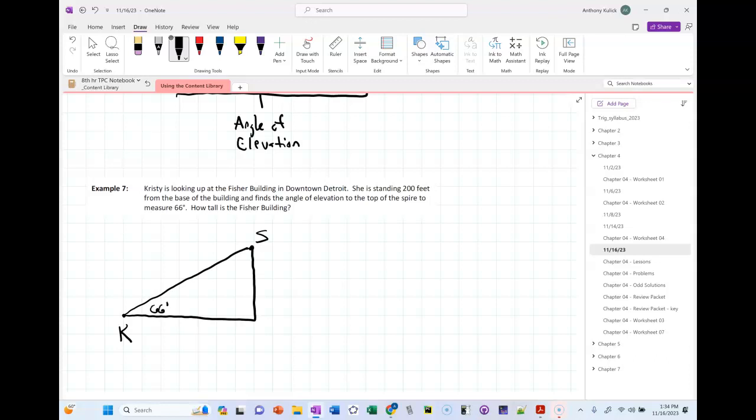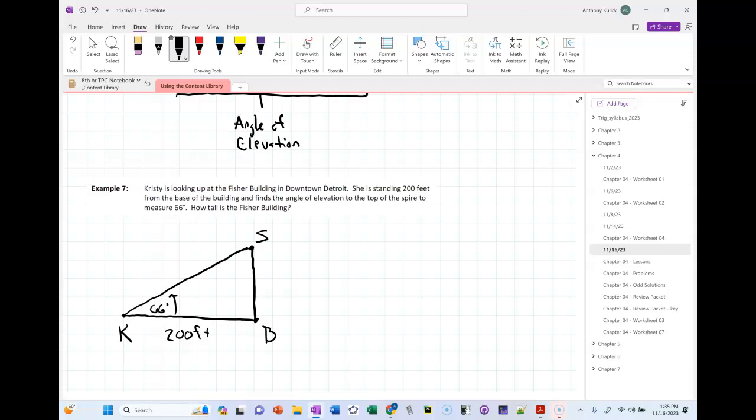They said there was an angle of elevation of 66 degrees, so that would be that. And it says we're 200 feet from the base of the building. So maybe I'll call this corner B for base. There's one other thing I should draw into this picture that the problem doesn't expressly tell us, but from common sense and real life experience, we can assume this.